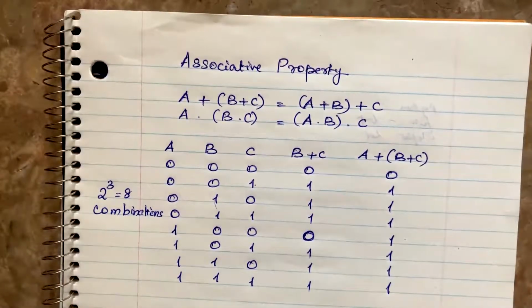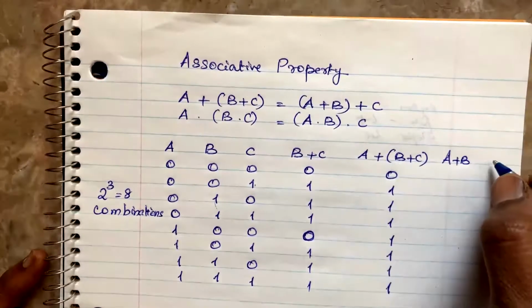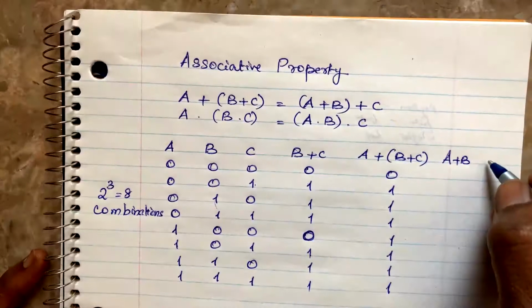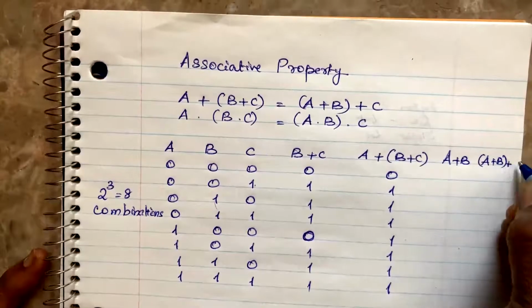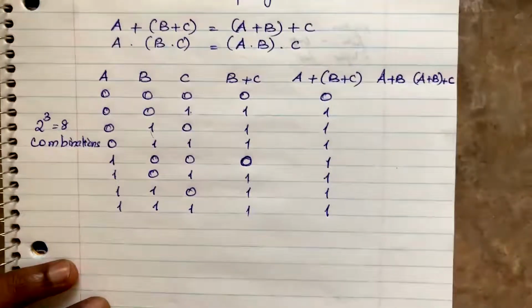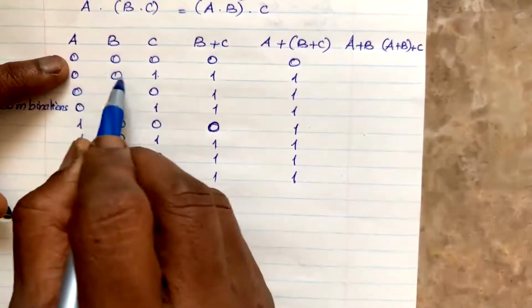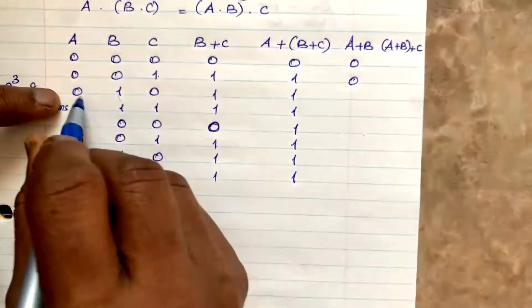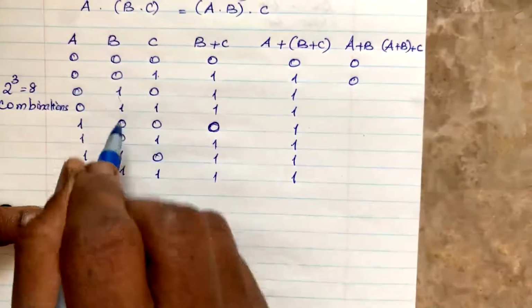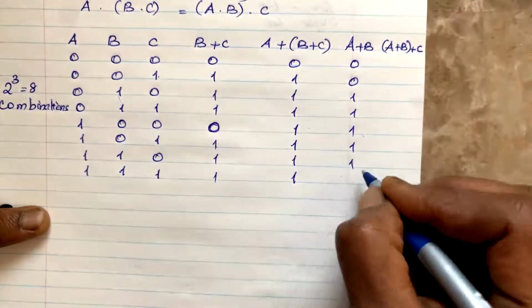Okay. Next, for the right hand side, I have a plus b dot plus c, right? So a plus b as one column, and then the final one, a plus b plus c, right? Now a plus b, look in here, these two, all are zeros, so the first two results are going to be zeros, and in all of these there is a one somehow or the other, so the output is a 1.